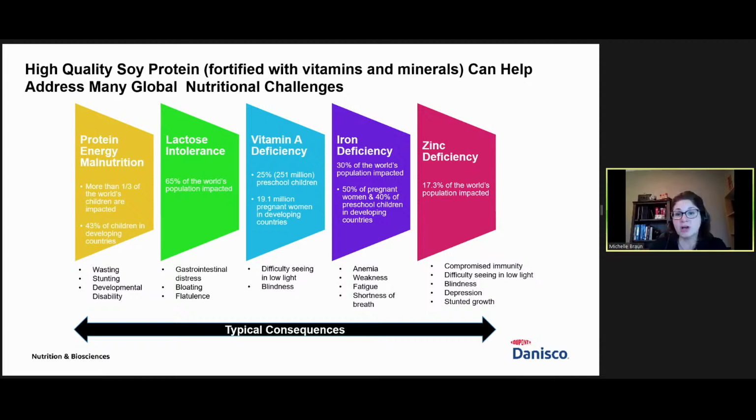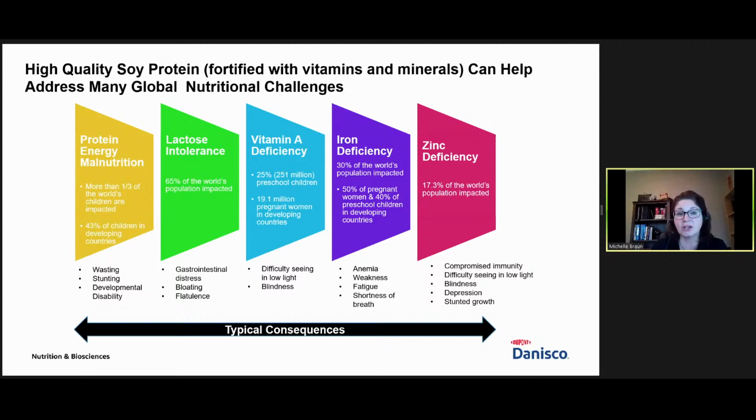For example, lactose intolerance is thought to impact about 65% of the world's population, causing gastrointestinal distress and bloating. Vitamin A affects 25% of preschool children and pregnant women in developing countries and can lead to difficulty in seeing in low light to the extreme blindness. For iron deficiency, 30% of the world's population may be impacted, with 50% of pregnant women and 40% of preschool children in developing countries. Signs and symptoms of iron deficiency include anemia, weakness, fatigue, and shortness of breath.